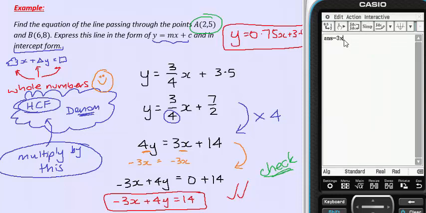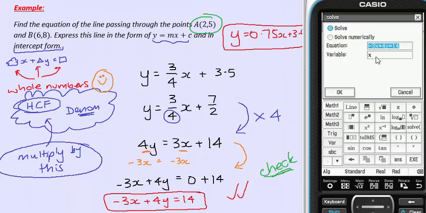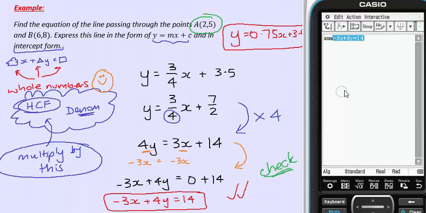Minus 3x plus 4y equals 14. Let's see if this works now. Interactive equation, solve, y, OK. And unfortunately, it doesn't want to work. I was hoping it would work there, but things go wrong. So now I'm going to do a third step to check. And it's to say 0 minus 3x plus 4y equals 14.